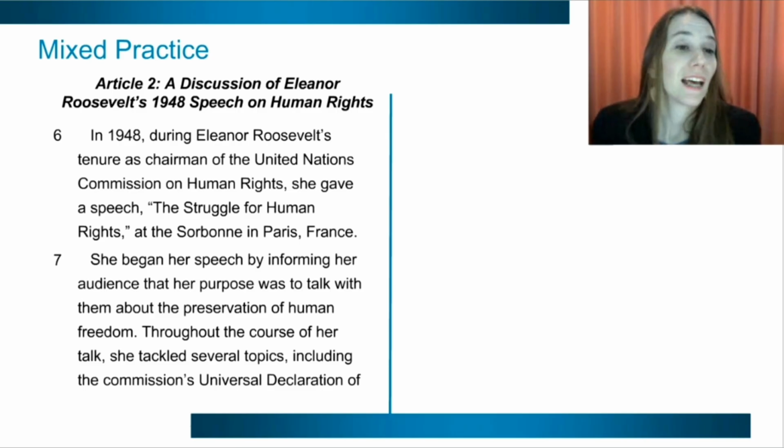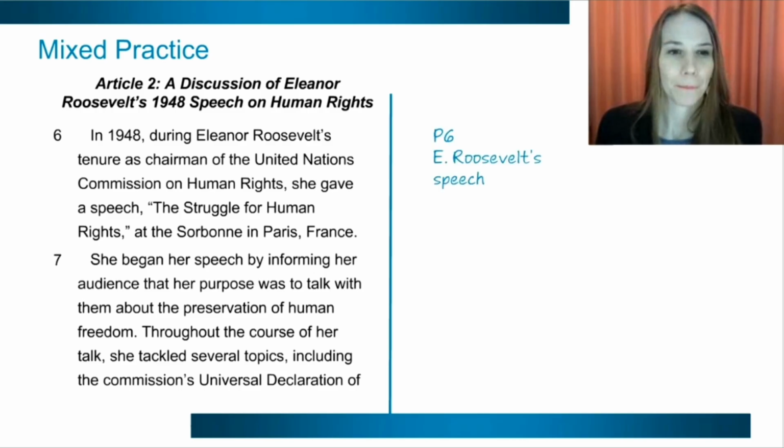Well, this is Eleanor Roosevelt's speech. So we have one from Truman, and now we have one from Eleanor Roosevelt a year later on human rights. So you may already be seeing that both of these passages are related in that they both mention this particular speech, and they're both about rights of groups of people. So this is Eleanor Roosevelt's speech. That's what we see here in paragraph 6, an introduction to where this is taking place.